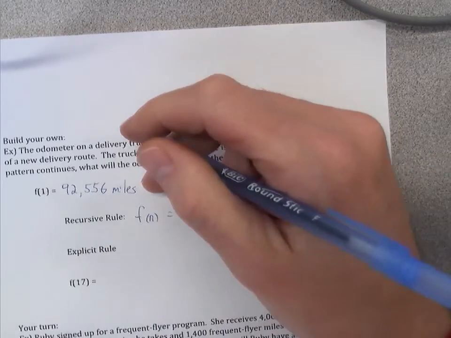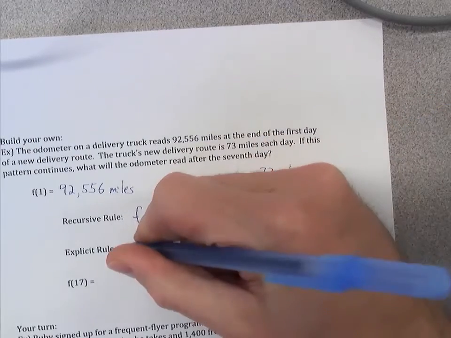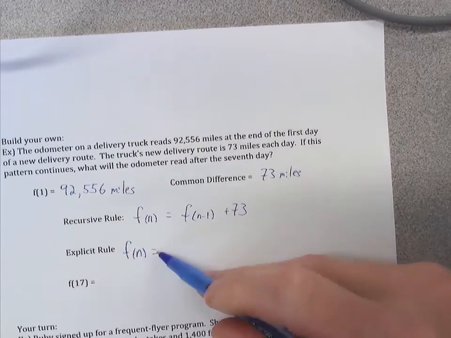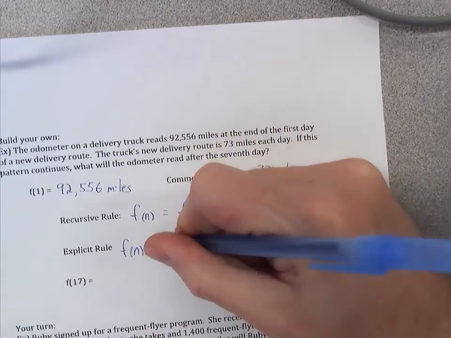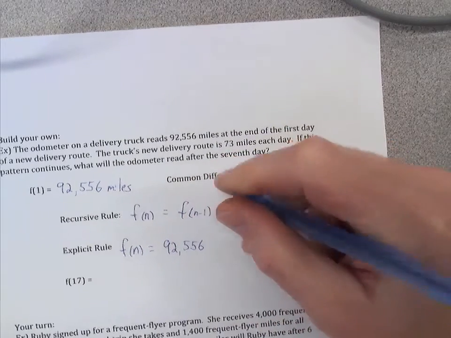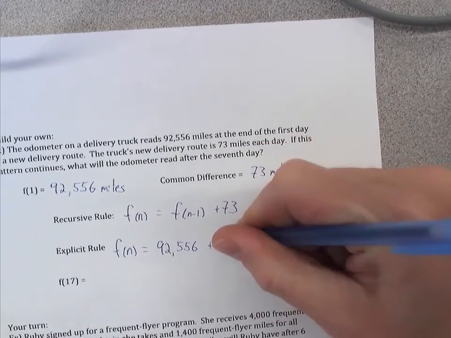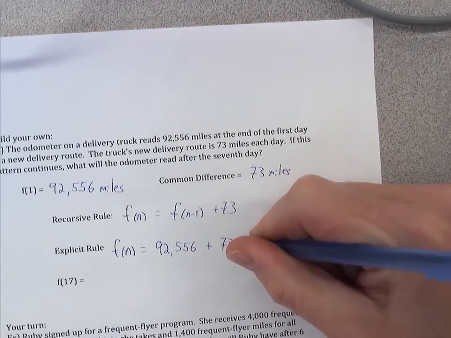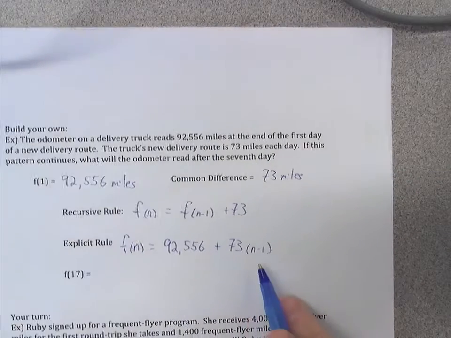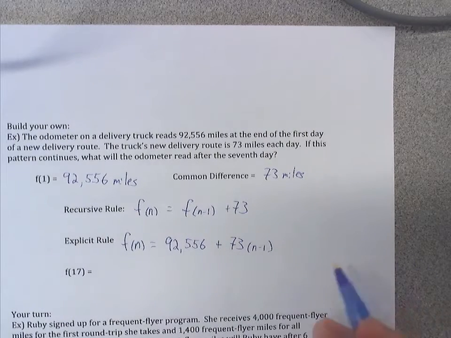So if I want to write this in the explicit rule format, which is the way that I think you guys are probably going to understand a little bit better, we've got f of n is equal to, well, what's our starting amount? It's 92,556 miles plus, well, how much does it change by? It changes by 73 miles each and every day times n minus 1 days. So we can put any amount of days in there, and then we're going to multiply that by 73 miles, add it, and we'll figure out how many new miles we have.